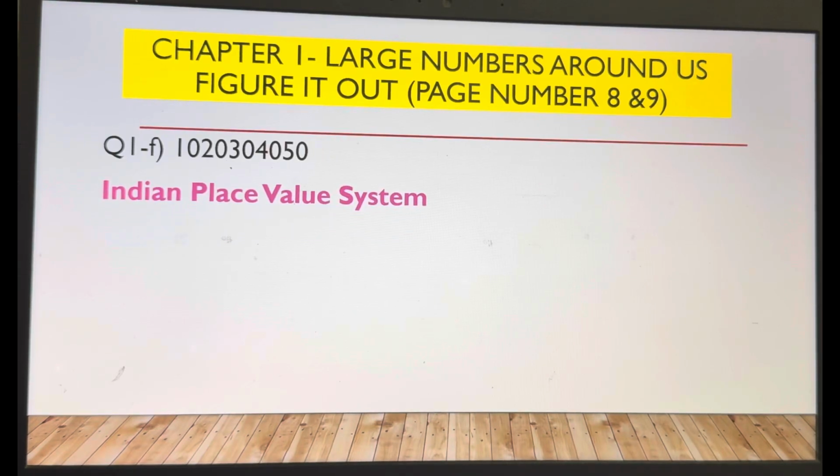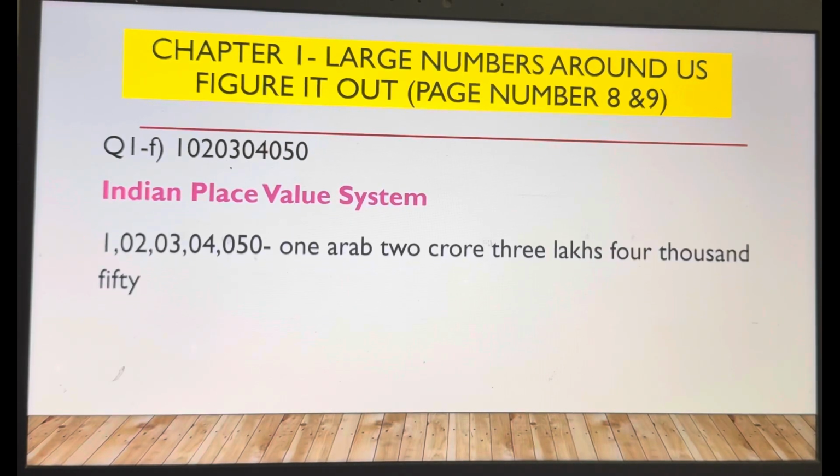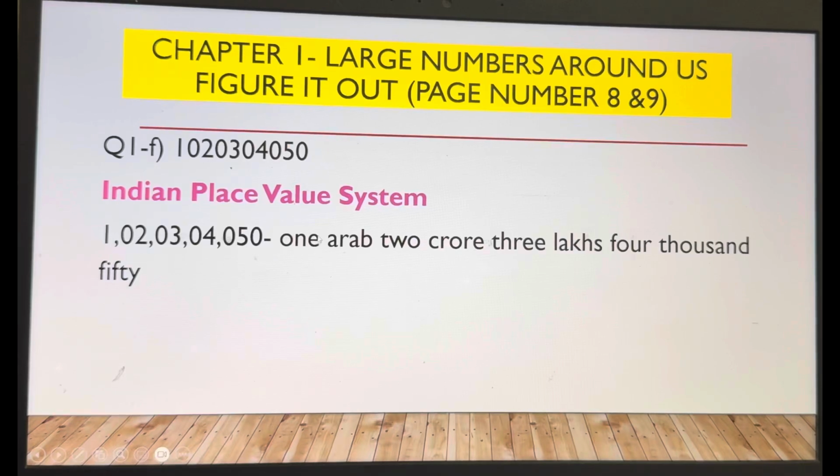Question F, Indian place value system. Let us put the commas. Here the number of digits have increased. So this is the ones block, thousands block, lakhs block, crores block, then comes the Arabs block. So 1 Arab, 2 crore, 3 lakh, 4,050. That is the Indian place value system. Now the American place value system.